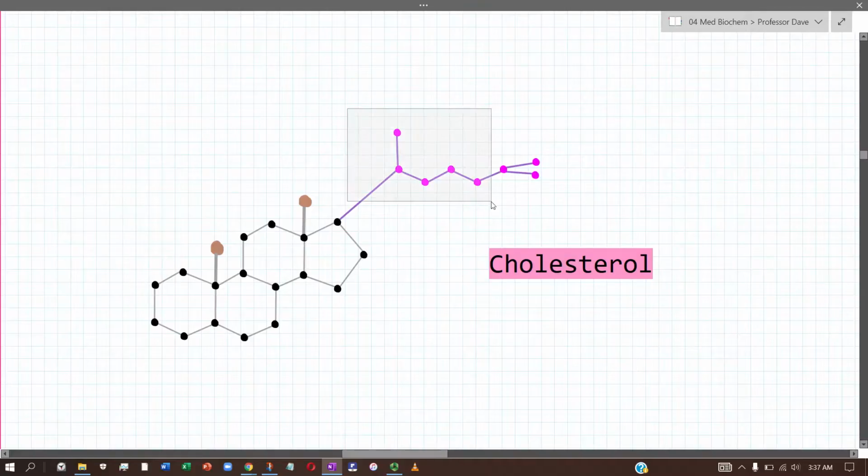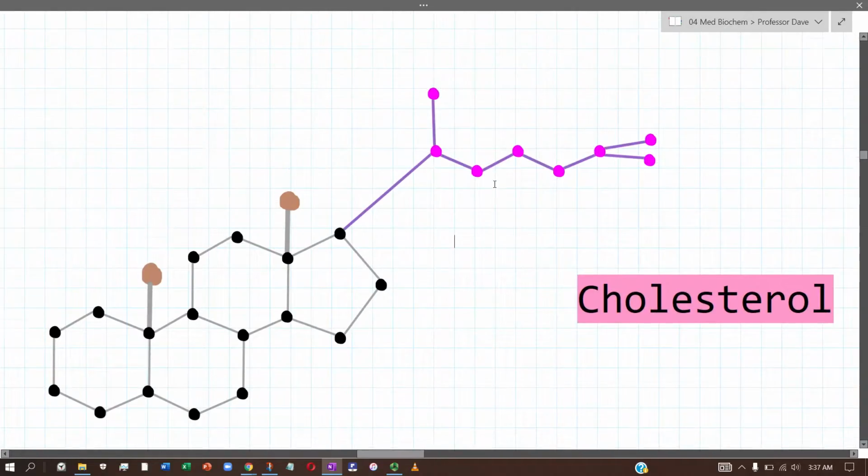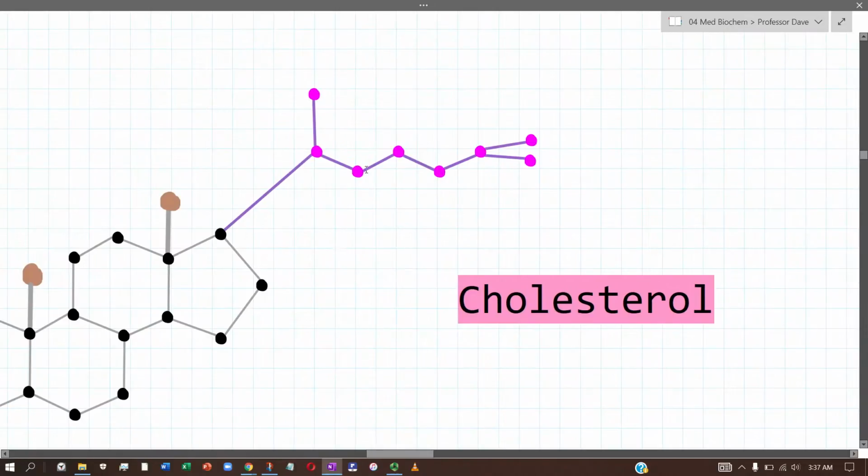It has this substituent up here on carbon 17, and these are all carbons, but I drew them in purple because they're special carbons. They are what compose cholesterol, and that's so critical for biochemistry. So there's 1, 2, 3, 4, 5, 6, 7, 8 additional carbons that get substituted or added onto carbon 17.